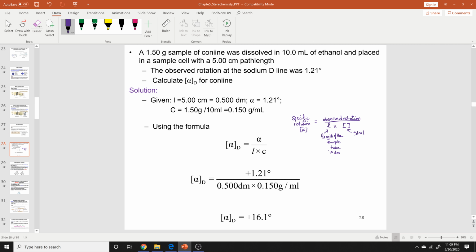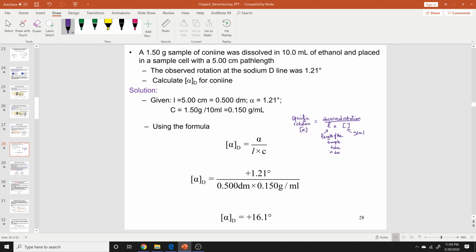It's telling me alpha, the observed rotation in the sodium line, is that many degrees. You would need to calculate the specific rotation. I already have the observed rotation, I have the length, and I have the concentration. I have all of those.